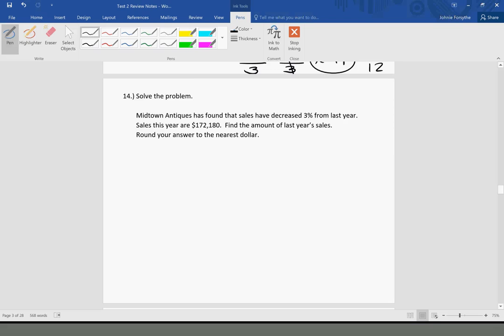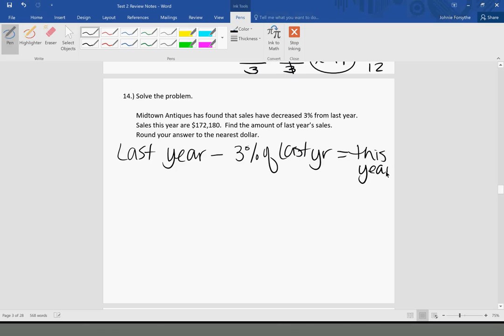14. Solve the problem. Midtown Antiques has found that sales have decreased 3% from last year. Sales this year are $172,180. Find the amount of last year's sales and round your answer to the nearest dollar. Okay, so we have to find the amount of last year's sales. So we have last year's sales minus 3% of last year. That equals this year. That's what this statement is saying: sales have decreased 3% from last year, and this year is equal to 3% less than last year. So that's what we have here.